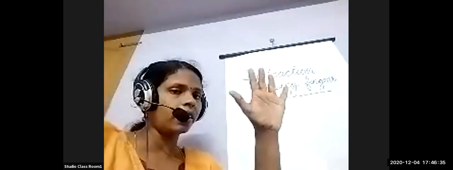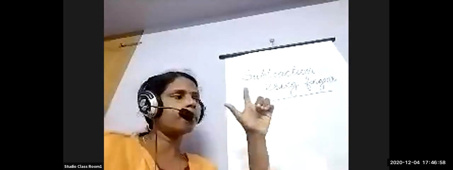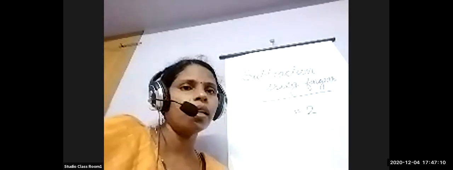From this 5, 5 minus 3. So from this 5, 3 are taken away. That means 3 we have to close. 1, 2, 3. So all of you please close 3 fingers. What is remaining? 1, 2. So the answer is 2. 5 minus 3 is equal to 2.